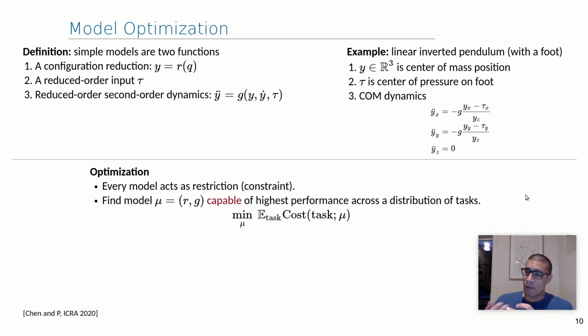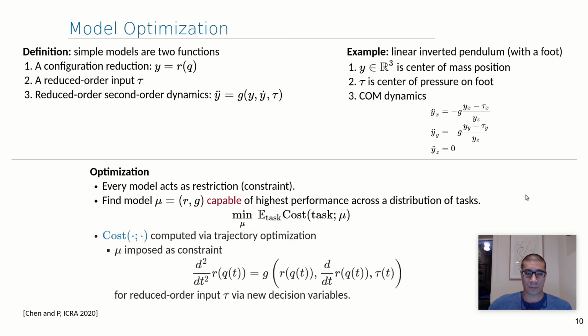Which is to say, if I force my robot to act like the simple model, is it still capable of achieving a low cost or high performance over a wide range of walking speeds, ground inclines, and so on? Written as an optimization problem, it's an optimization over models, where the cost function is the expectation over a distribution of tasks of the cost of solving a particular task when acting like the model mu. In this case, we compute cost via trajectory optimization, where we impose the model mu as a constraint.